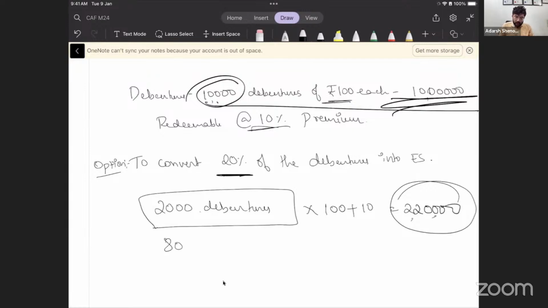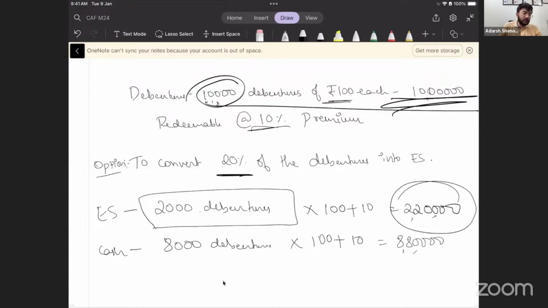The remaining 8,000 debentures remain. Out of 10,000, I converted 20% into equity shares. The remaining 80%, 8,000 debentures, I will pay in full cash. So this is conversion to equity shares. This is cash. So 110 into 8,000 is 8,80,000. This much I will give in cash. So 8,80,000 plus 2,20,000, total how much? 11 lakhs. I had to give 11 lakhs as redemption money to them.